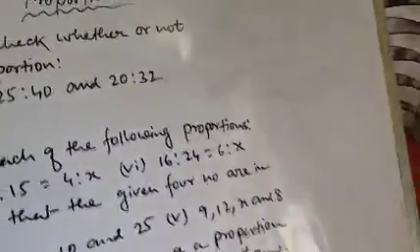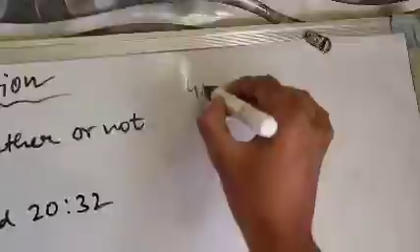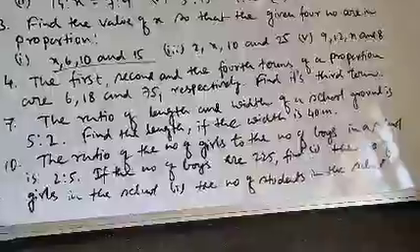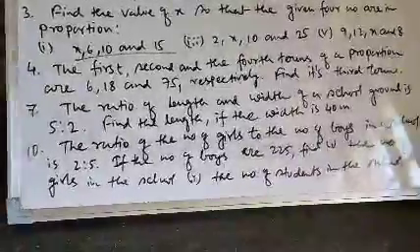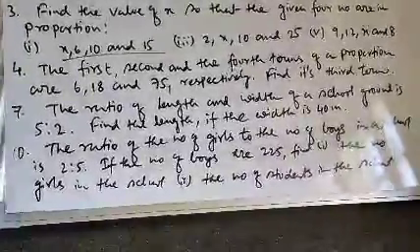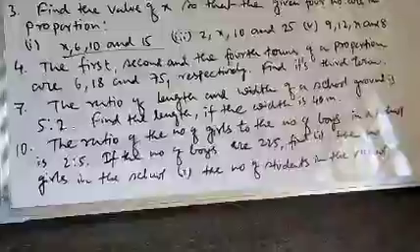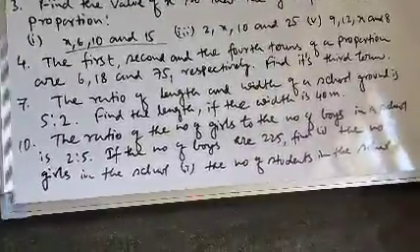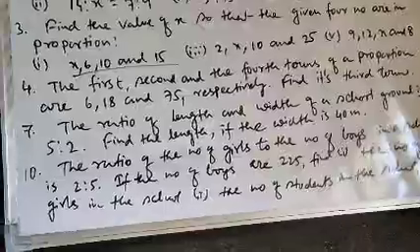Next question. Question number 4 says the first, second and the fourth terms of a proportion are 6, 18 and 75 respectively. Find its third term. So first term is 6, second term is 18, fourth term is 75. We have to deduce the third term.